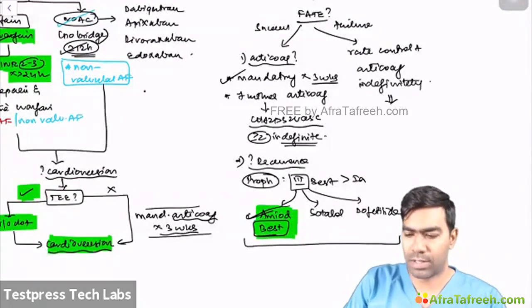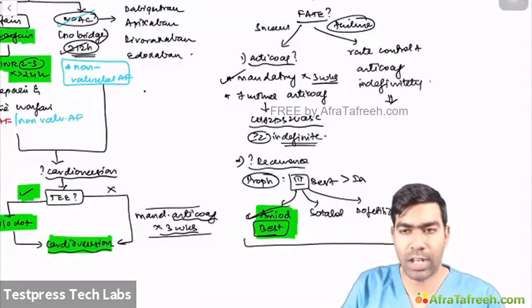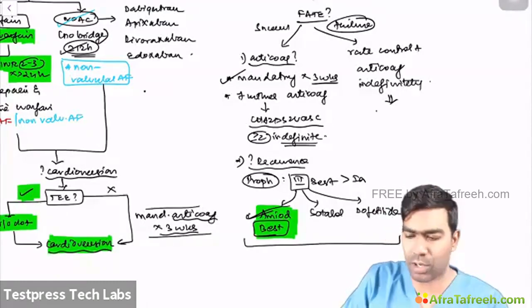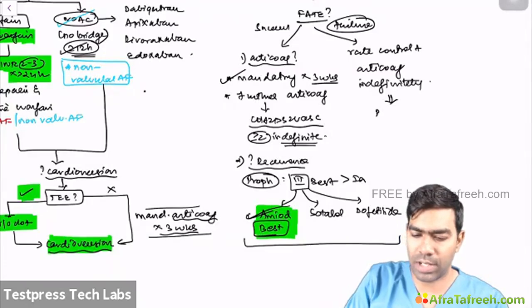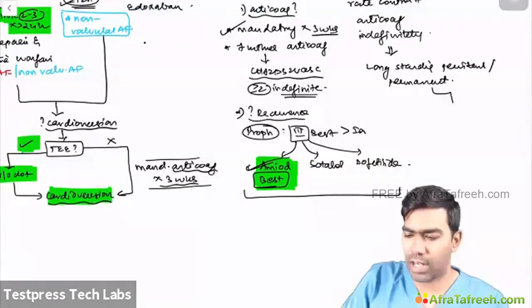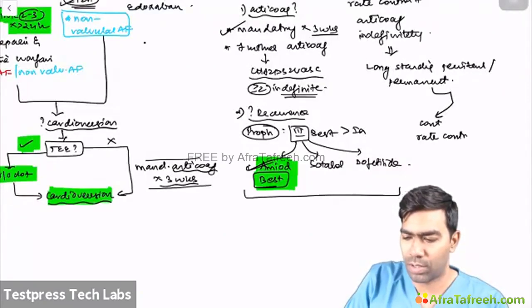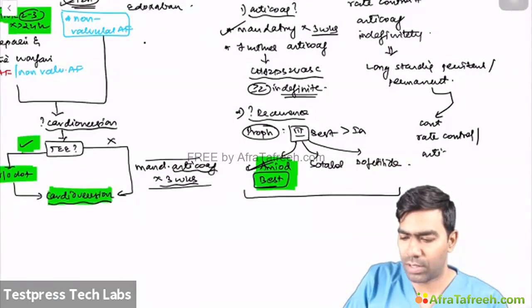So what will you do in these patients? If there's a failed cardioversion, and you have tried multiple attempts, it has failed and has gone to either long-standing persistent AF or permanent AF. Now in this setting, there are two options. Either you can continue rate control and anticoagulation, plus or minus rhythm control, depending on the patient selection. But the most important are rate control and anticoagulation.